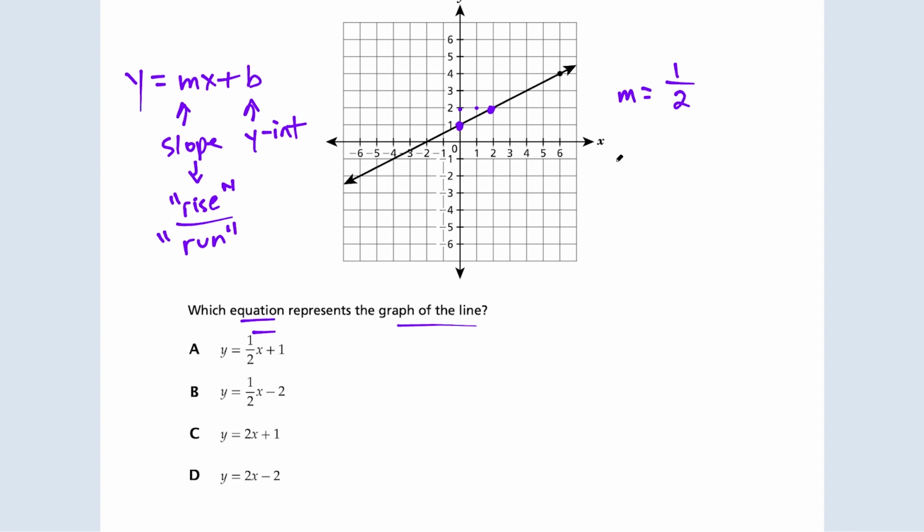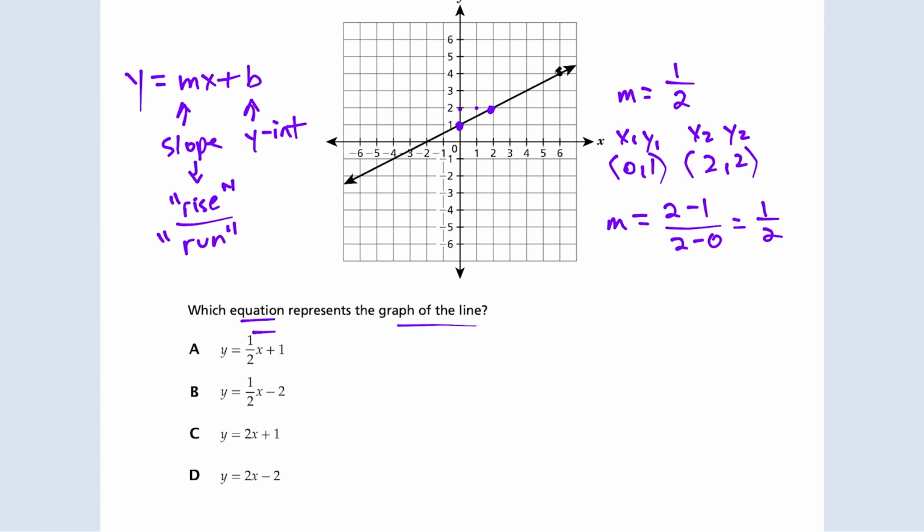But once again, if you'd like to use the formula, you take these two points, 0, 1 and this point here, 2, 2. You can use the slope formula, and that's going to give you the same exact slope that we got a moment ago. Using the formula, we have y2 minus y1, that's 2 minus 1, over x2 minus x1, which is 2 minus 0. This also simplifies to 1/2.